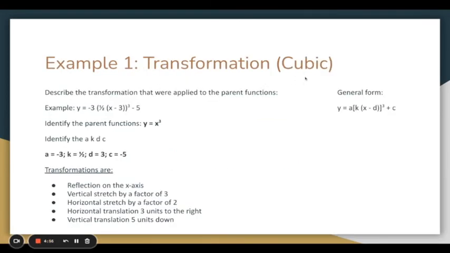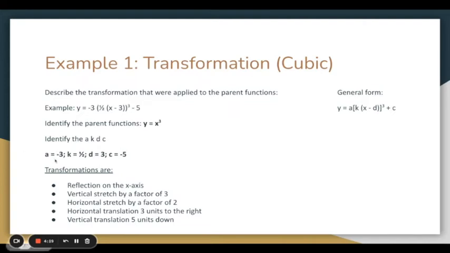So next is transformation with cubics. So the general form is this. It is the same, however, there's a power of 3 instead of power of 2, just like the previous one. So example, y equals negative 3, bracket 1 over 2, bracket x minus 3, power of 3 minus 5. So in order to identify the parent function, we see this degree right here. It is degree 3, so parent function will be y equals x power of 3.